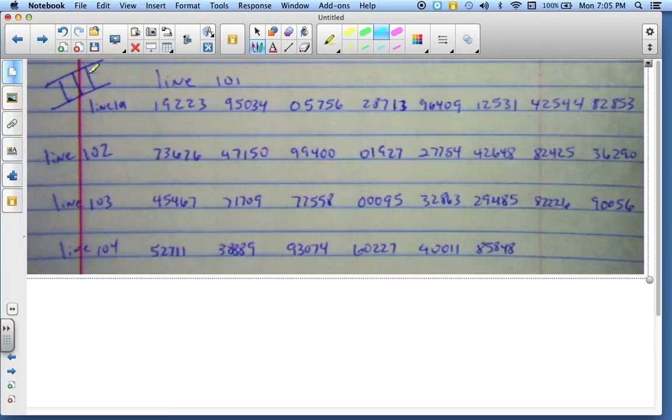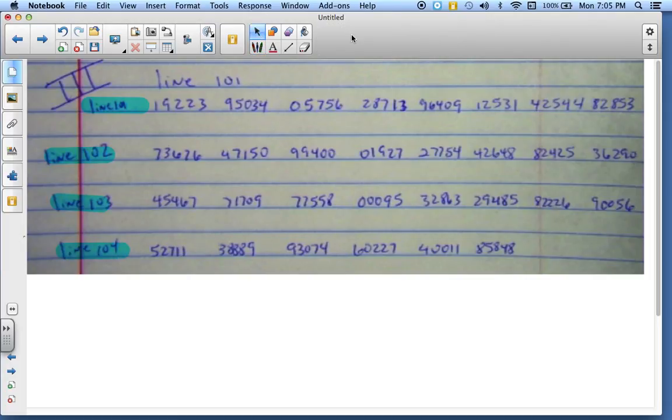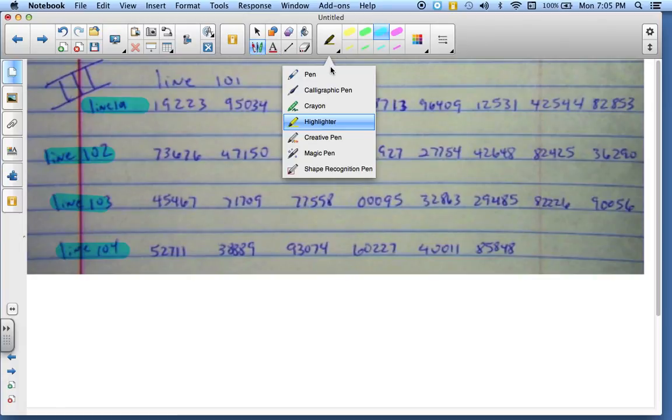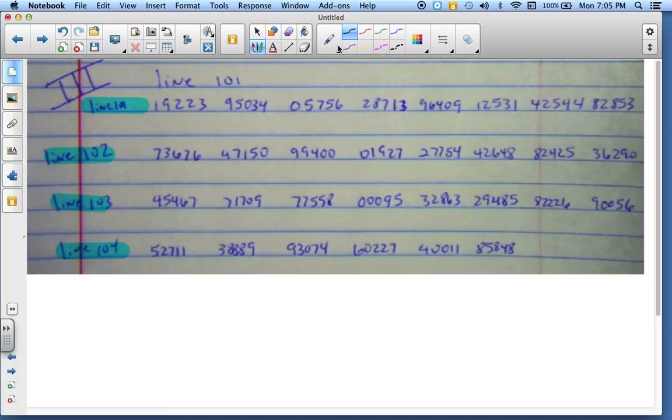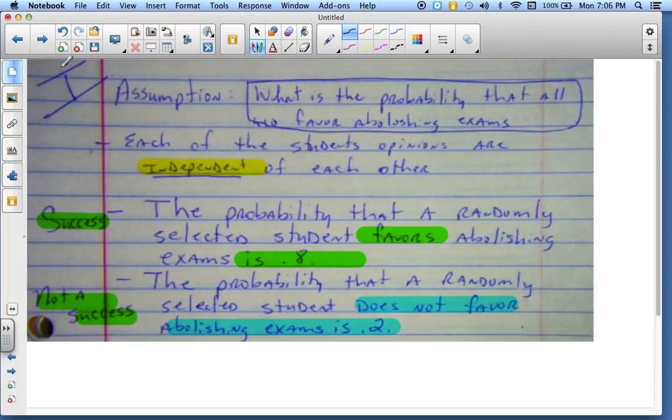Step 3 is actually going through the simulation. Now notice, I've used line 101, line 102, line 103, and line 104. Let me get a pen here. All right. Now, we want to simulate 10 students. Right here, it says that all 10 favor abolishing exams. So what is the probability that all 10 favor abolishing exams?